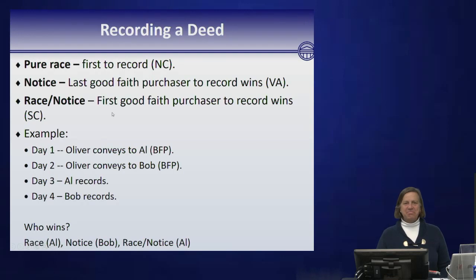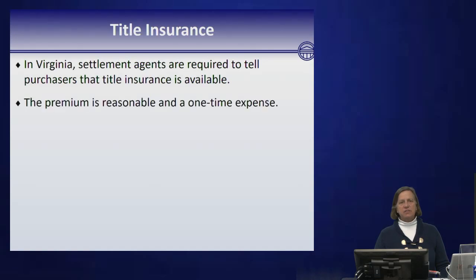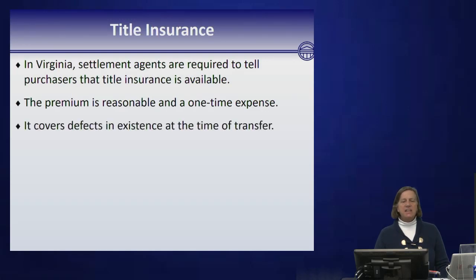Anyway, let's look at title insurance. So title insurance is a great deal, by the way. Almost all lenders require title insurance. It's something that you should have. In Virginia, settlement agents are required to tell purchasers that title insurance is available. It's a great deal because the premium is reasonable, it's a one-time expense, and it covers defects that are in existence at the time of transfer of the property.